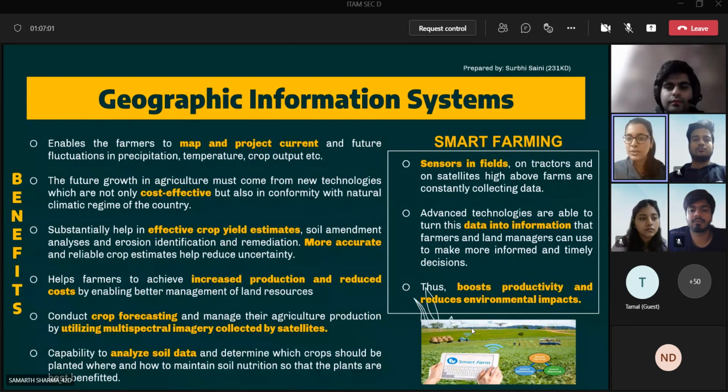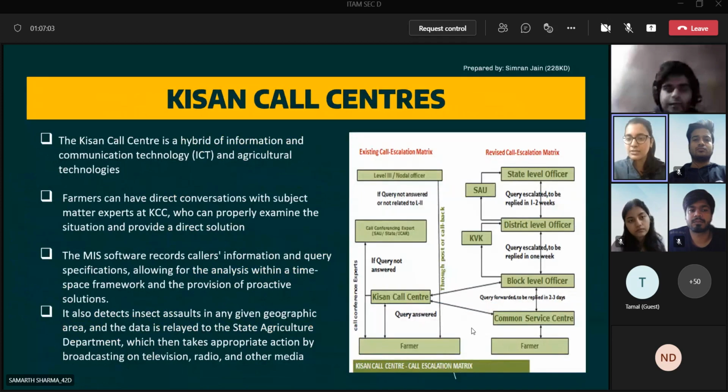So next, Simran will be talking about the Kisan call centers. Thank you, Survi. Moving forward with the next use of IT in agriculture, we have Kisan call centers.